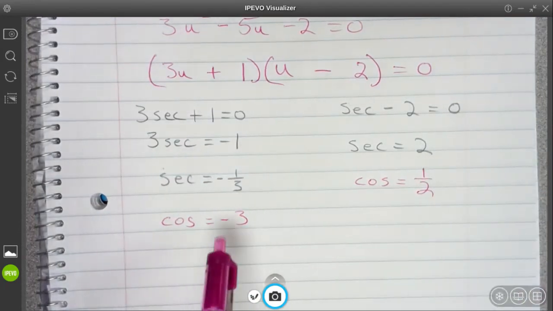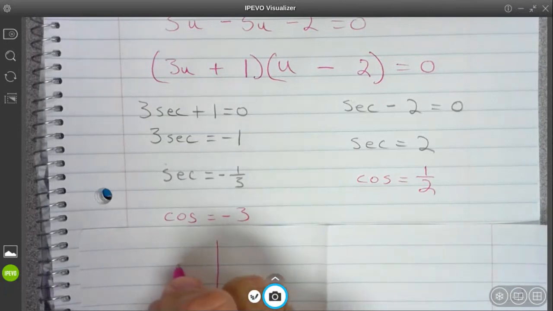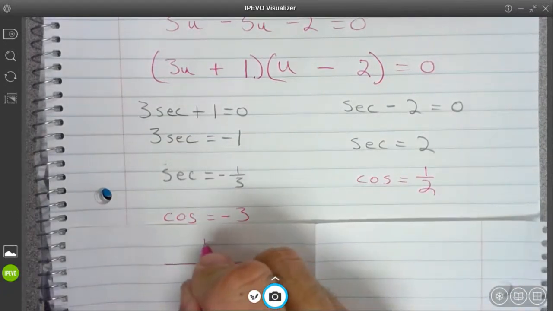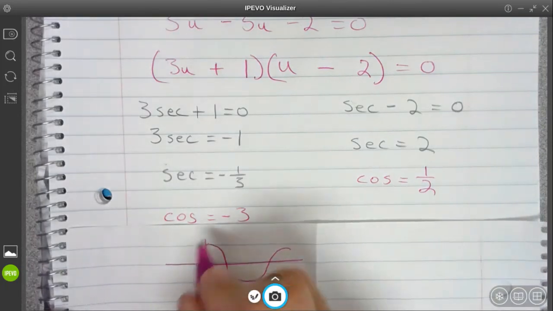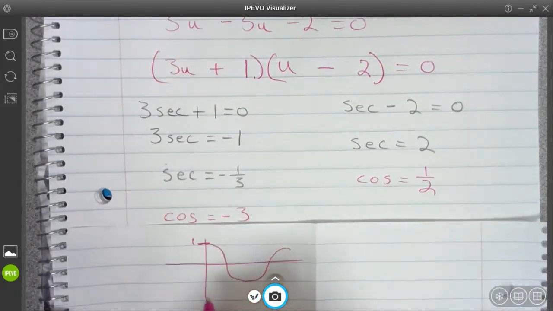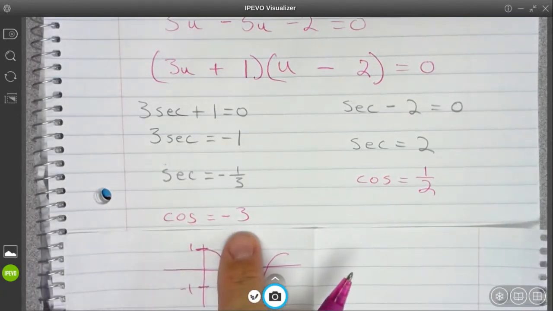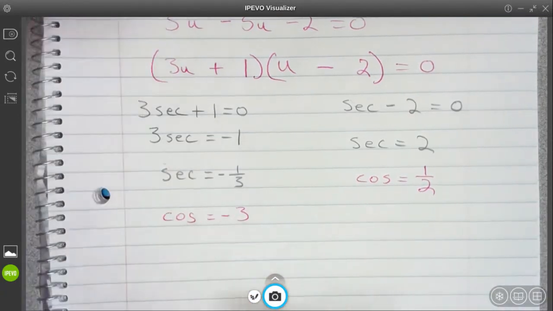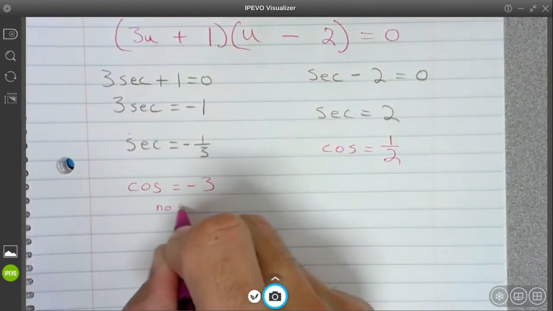Now that one's impossible. All right, the graph of cosine, if you remember, the graph of cosine looks like this right here. Just goes over and over and over. The highest it ever gets to is a 1. The lowest it ever gets to is a negative 1. So it never actually reaches a negative 3. So this one, not going to happen. All right, so I guess you could put no solution for that part.